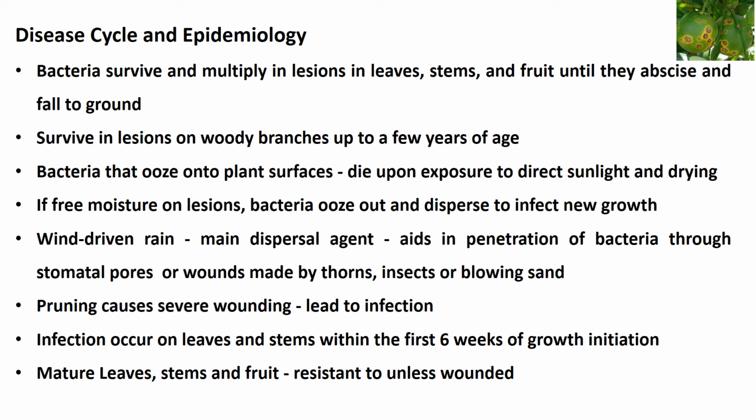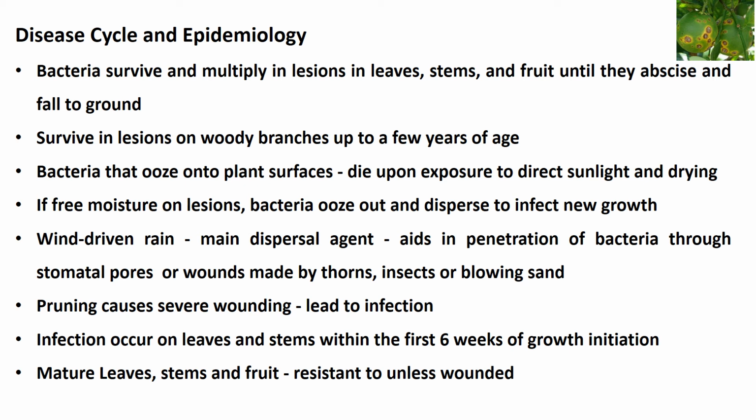So, about the disease cycle and epidemiology, the bacteria survive and multiply in lesions in the leaves, stems and fruits until they senesce and fall to the ground. The bacteria are capable of surviving in lesions on woody branches up to a few years of age. The bacterial ooze that comes out from the lesions onto plant surfaces will die rapidly upon exposure to direct sunlight and also due to drying. If there is free moisture on the lesions, then the bacterial ooze will remain there and the bacteria will get dispersed to start new infections.